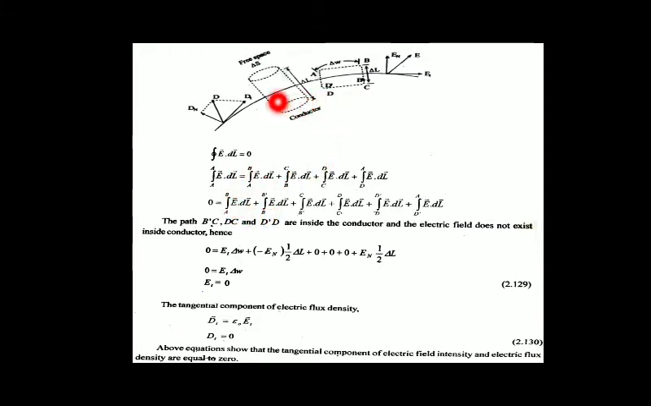So you can see in this diagram the total work is equal to 0. The path is divided into components: first is from A to B, second is B to B dash, third is B dash to C. B dash is on the surface of the conductor, and C dash is also on the surface of the conductor. Then C to C dash, C dash to D, then D to D dash, and last one is D dash to A.